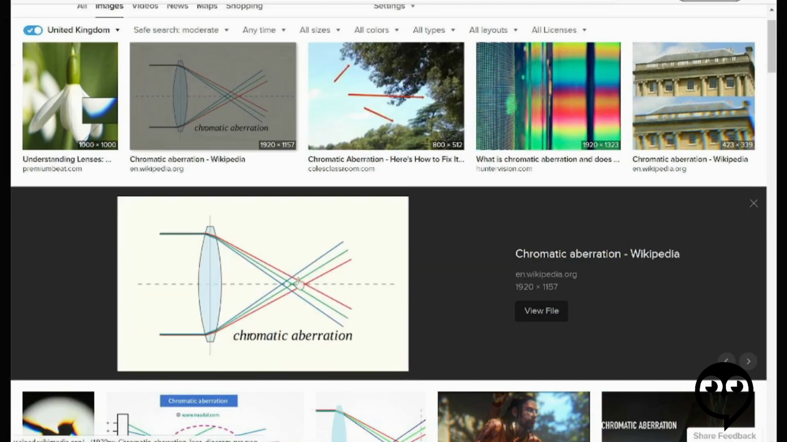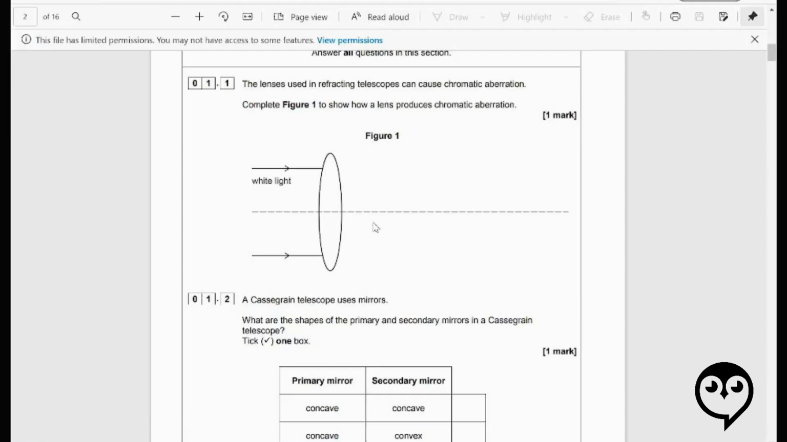And anyways, that's just the diagram. That's how it should look. So the red is furthest out, blue is closest in to the lens. That's how your diagram would look. Okay, so let's move on.